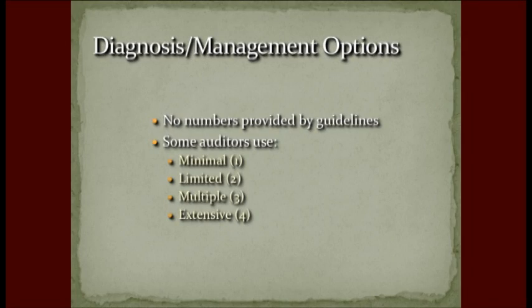Because there's 1, 2, 3, 4, right? You know, that's what I think too. In fact, most people would put 1, 2, 3, and 4, but there's nothing in the book that says it. So I'm going to warn you about that now, but this is what I got audited. This is how most auditors I know. So if I have 1, 2, 3, or 4 diagnoses, then that makes it minimal, limited, multiple, or extensive. Okay, so that's one way.